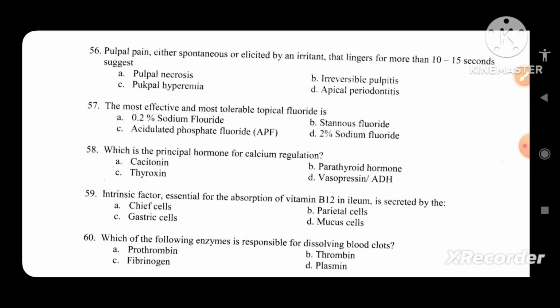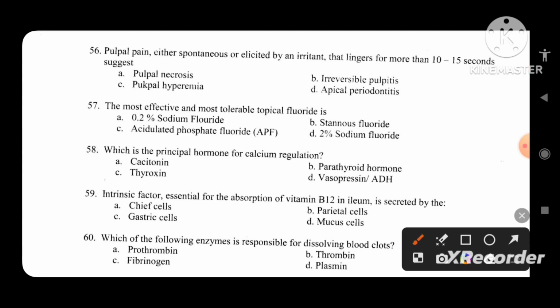It suggests options are pulpal necrosis, irreversible pulpitis, pulpal hyperemia, or apical periodontitis. And the correct answer is irreversible pulpitis. Pulpal pain, either spontaneous or elicited by an irritant, lingers for more than 10 to 15 seconds.